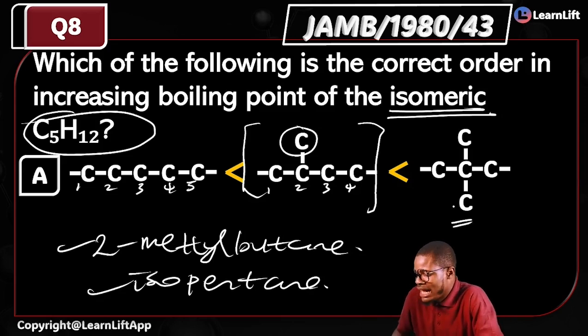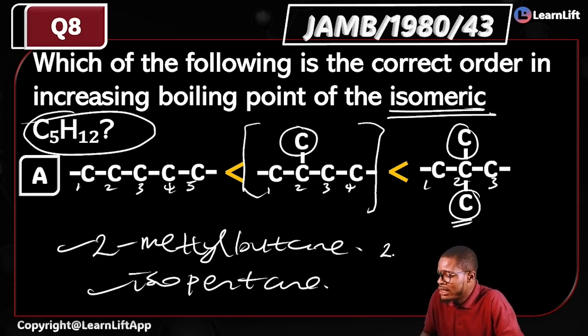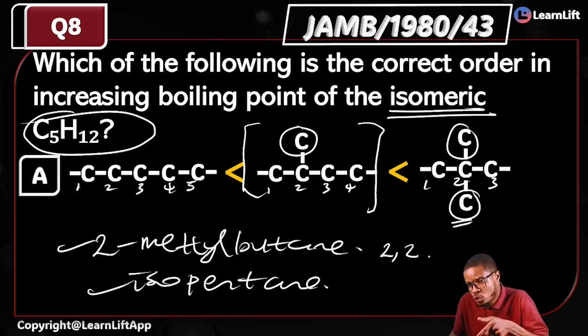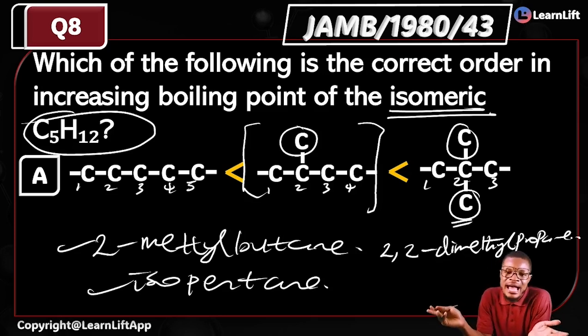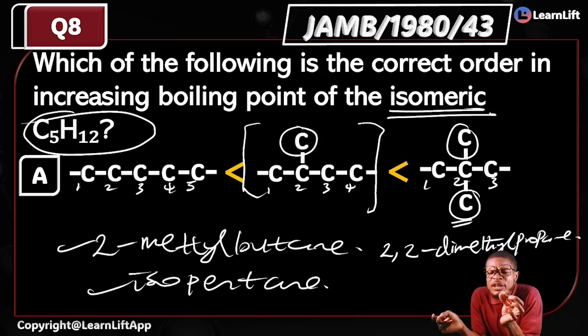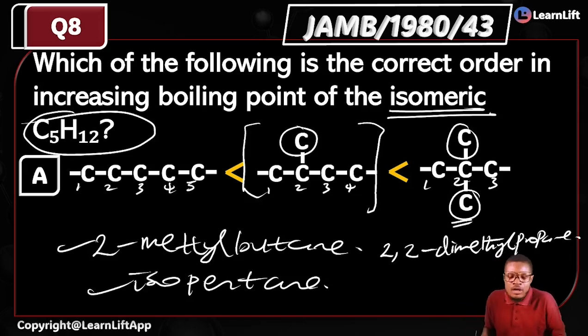This middle guy here, count. Here is your 1, 2, 3, and then this is methyl. This is methyl. I can call that middle guy, and the last guy there, that's your 2, 2-dimethyl propane. All of them are isomers. They say, which of the following is the correct order in the increasing boiling point of the isomeric pentane? Come, let me explain now. Hold your ear and follow me.